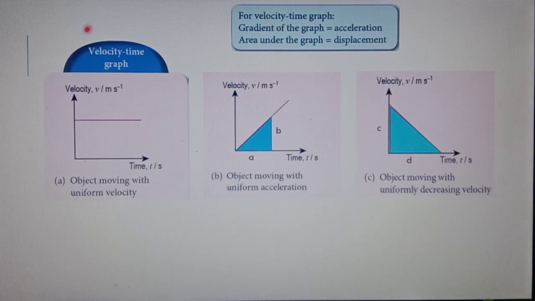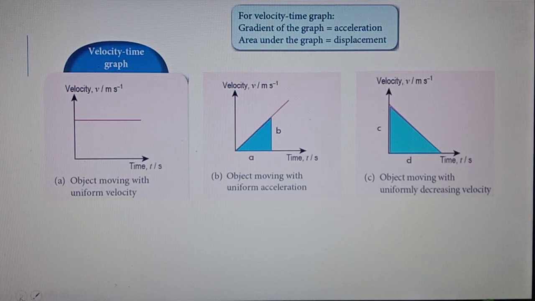Okay, the second graph is velocity against time graph, v against t graph. So for the v against t graph, if the shape is like this, a horizontal line, meaning velocity remains the same throughout. Okay, so constant velocity or uniform velocity. The second one, we have a straight line passing through the origin. So we can draw a triangle to determine the gradient.